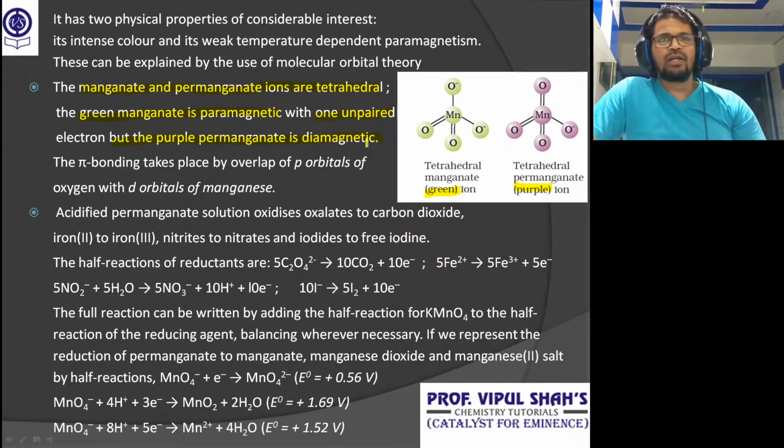People, this is a very important line for MCQs for JEE as well as NEET. Listen once again, I'm repeating: green manganate is paramagnetic with one unpaired electron, but purple permanganate is diamagnetic.